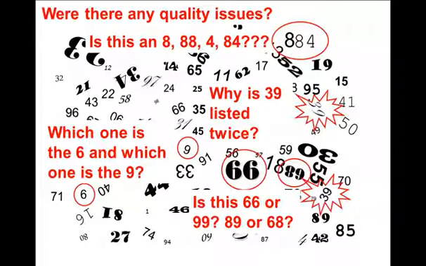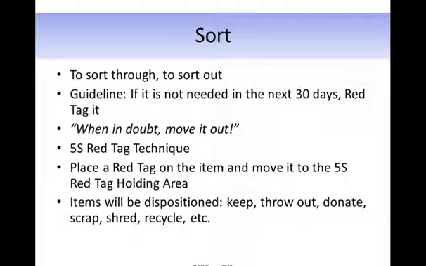An example is, is this an 8, an 88, a 4, or an 84 up in the corner? Which one's a 6 or a 9? You can't tell when they're upside down. 66, 99, etc.